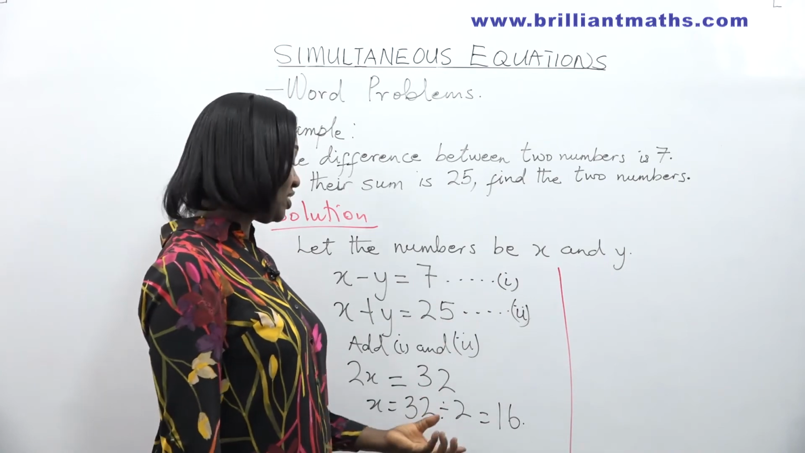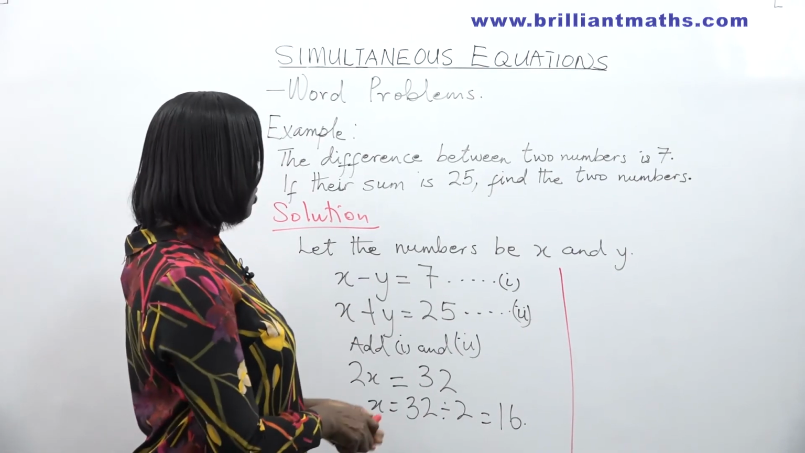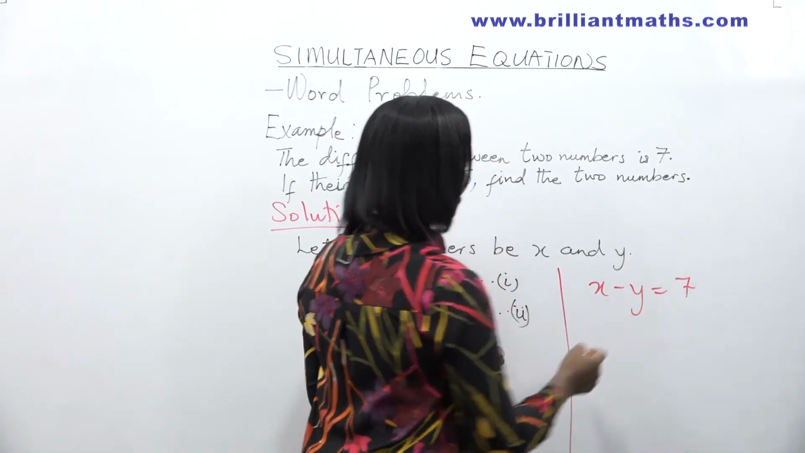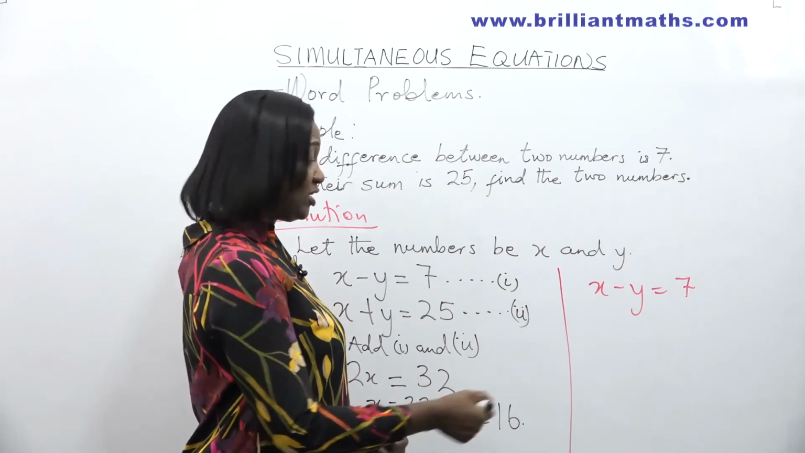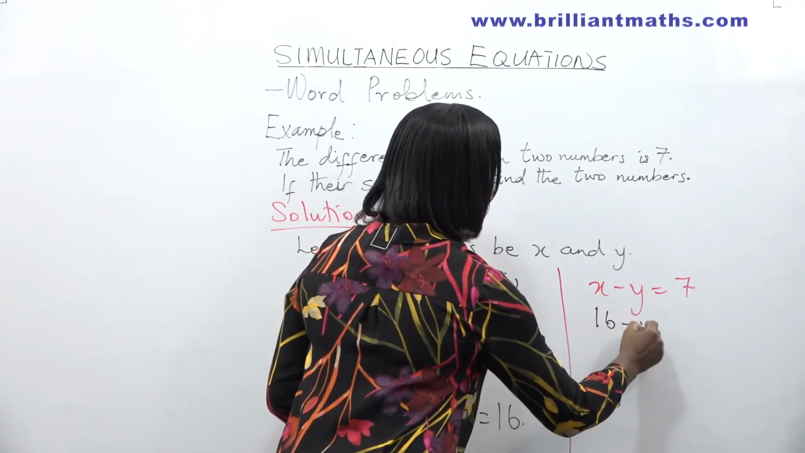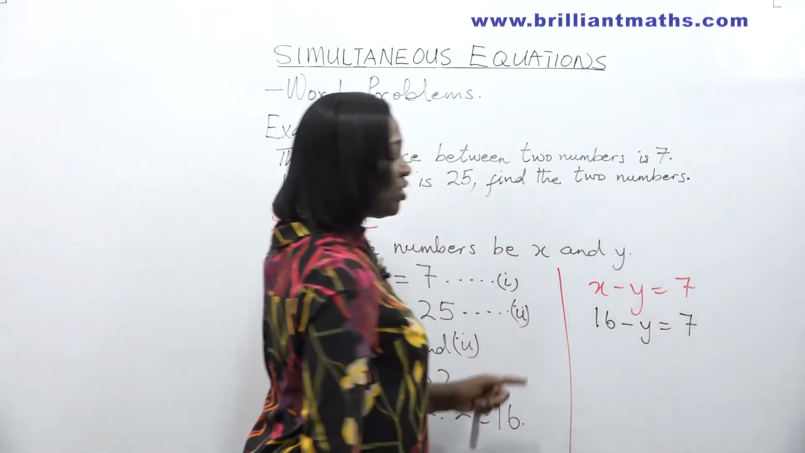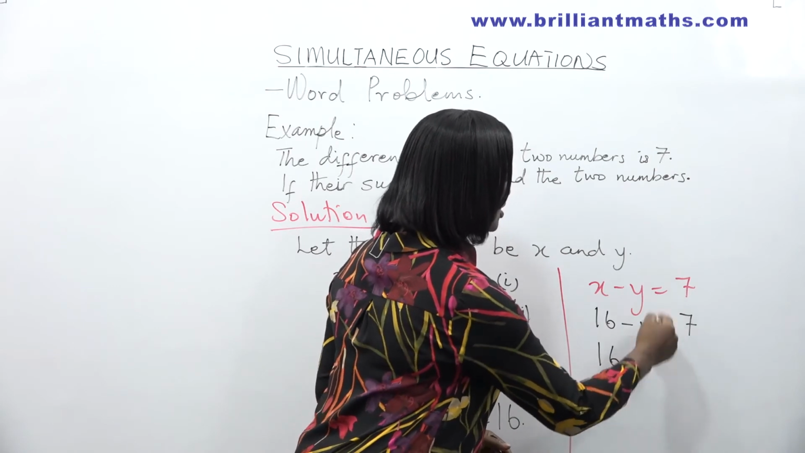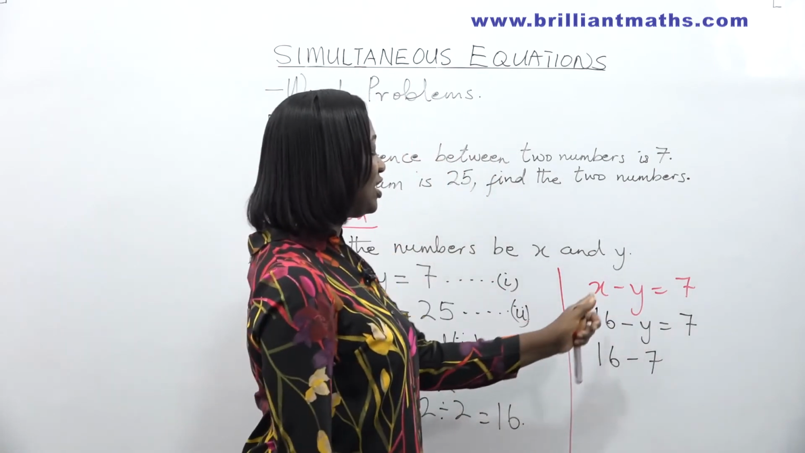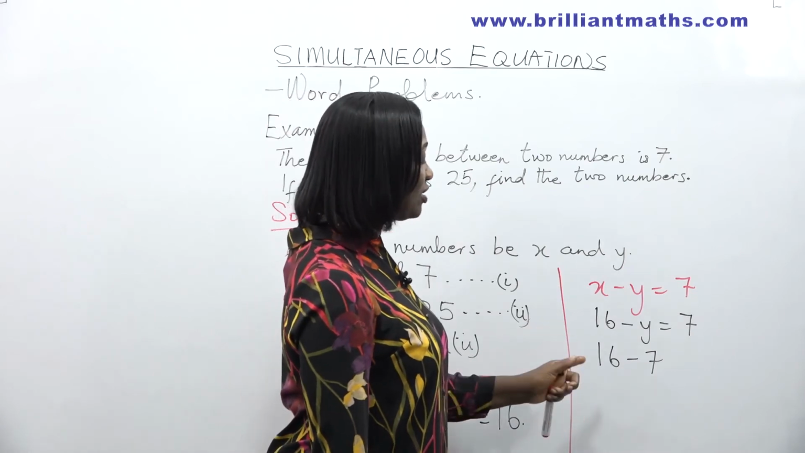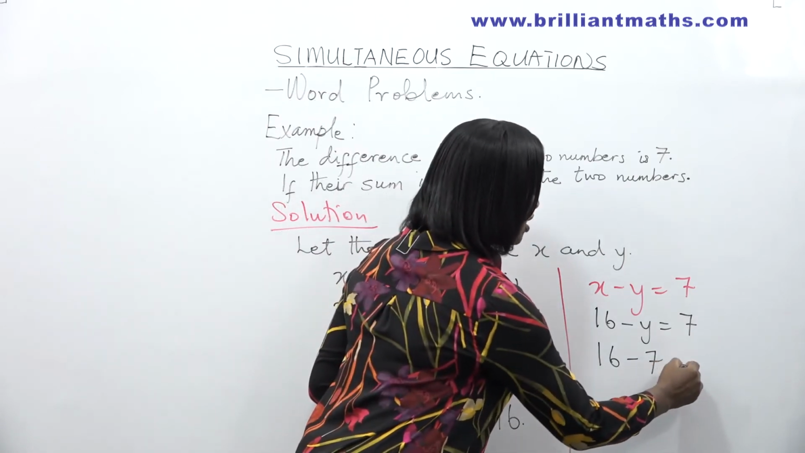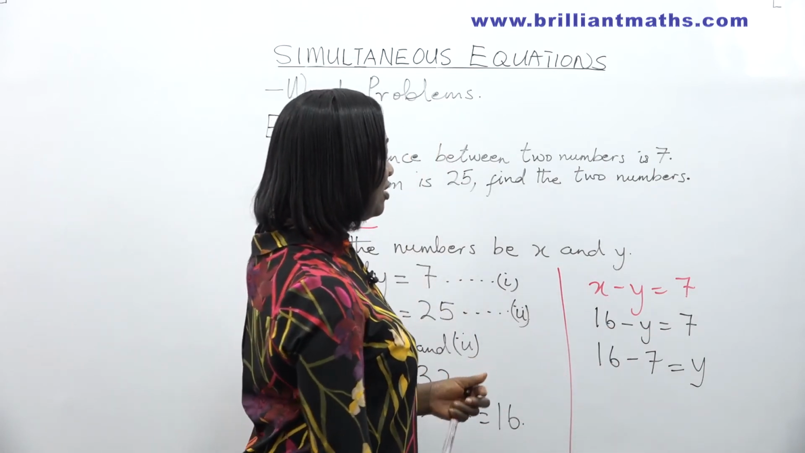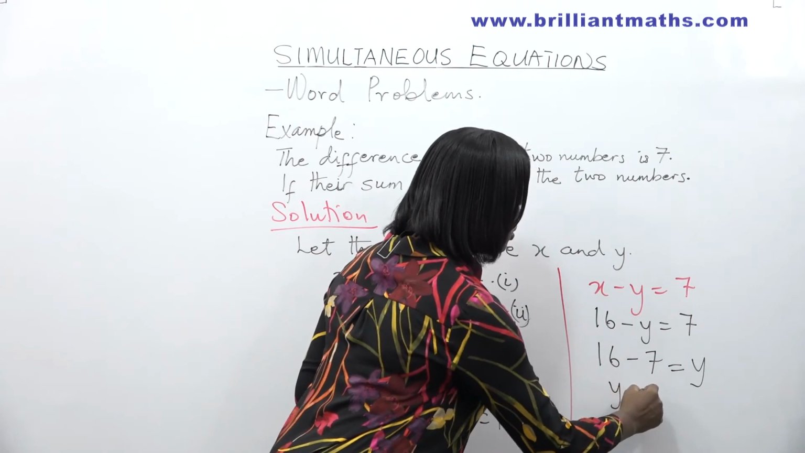Let's substitute x equals 16 into equation 1. Equation 1 is x minus y is equal to 7. So x is 16, so 16 minus y is equal to 7. So what's the value of y? We collect like terms. 16 minus 7. So we'll bring 7 to the left-hand side of the equation and take minus y to the right-hand side. And it becomes y. So 16 minus 7 is equal to y. And what is 16 minus 7? It means y is equal to 9.